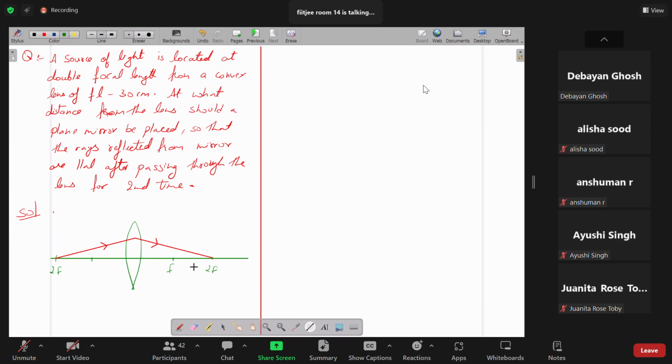Now for the ray to pass through the focus, that means my virtual object will be positioned at 2f. So its image should be formed at f. Then only the ray will be parallel. So that means the mirror should be placed in between f and 2f. If I place my mirror in between f and 2f, like this.